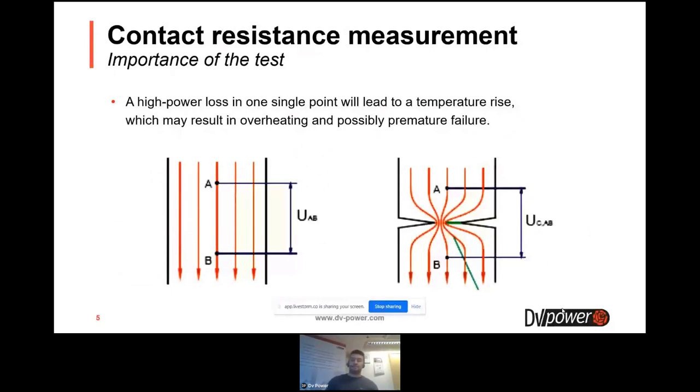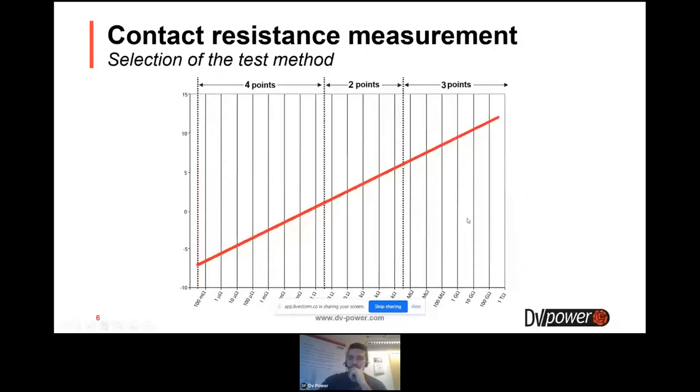As you know, when we have some connection, we will not have a situation like in the left photo with homogeneous dissipation of current, but we will have several connection points, and basically all current will be led through these points, and we don't want these points to be hot points with very increased temperature and too high losses.